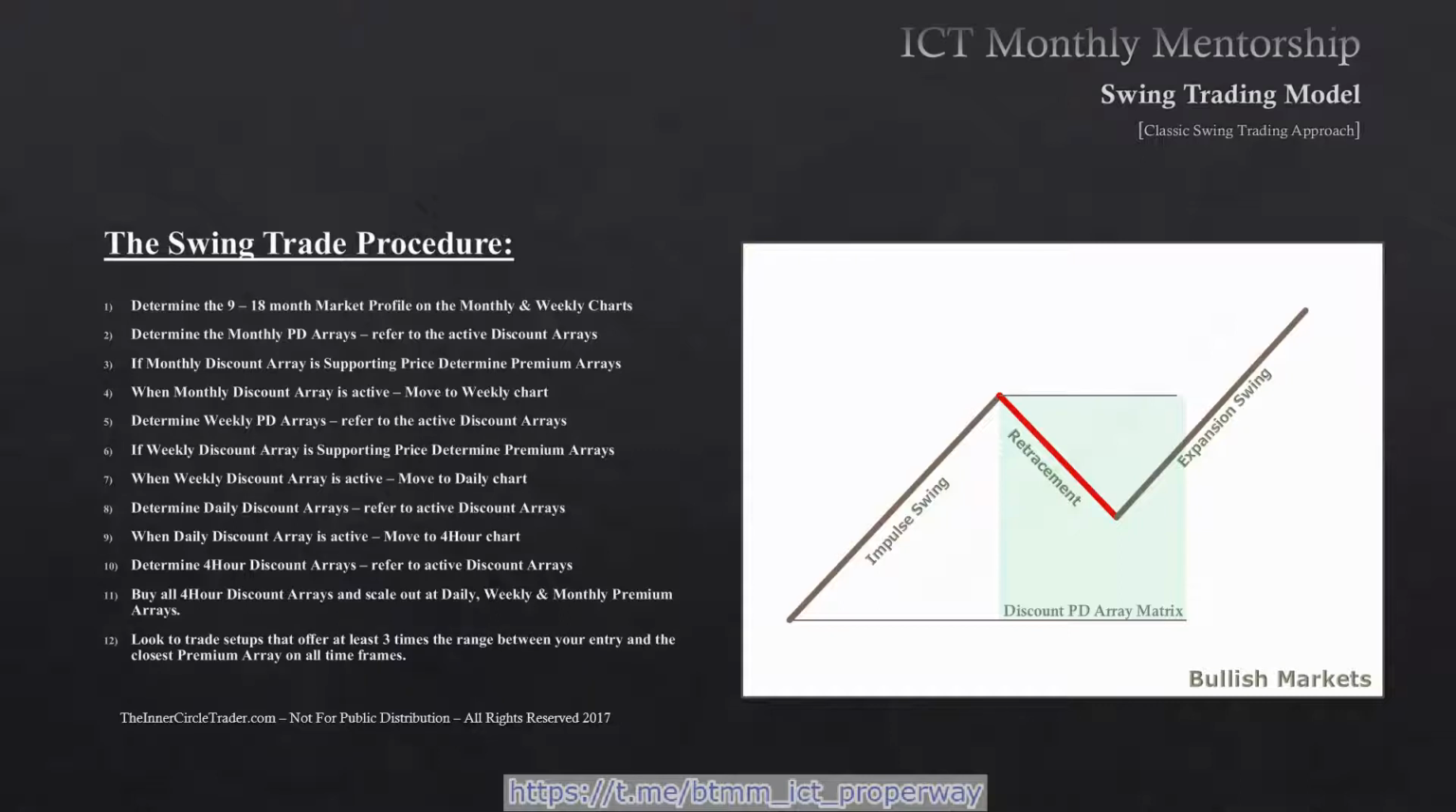The ideal scenario is that we look to trade setups that offer at least 3, and preferably more, times the range between your entry and the closest premium array from all time frames. So if you're looking for a trade that you think that the monthly has the range to go higher and it's in a buy program, if you're taking an entry on a 4-hour, you're really trying to aim for that monthly level, but you don't hold everything for that monthly level. You're going to take something off at the premium arrays on the 4-hour chart, and at the daily chart, and at the weekly chart. And as you get closer and closer to that premium range on the monthly and weekly, you want to have very small portions of your position on and have already taken profits along the way.